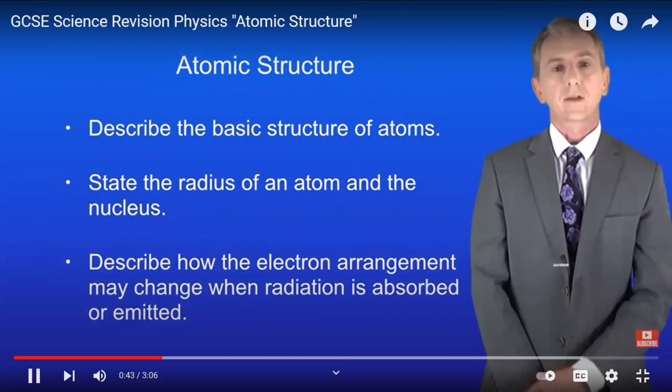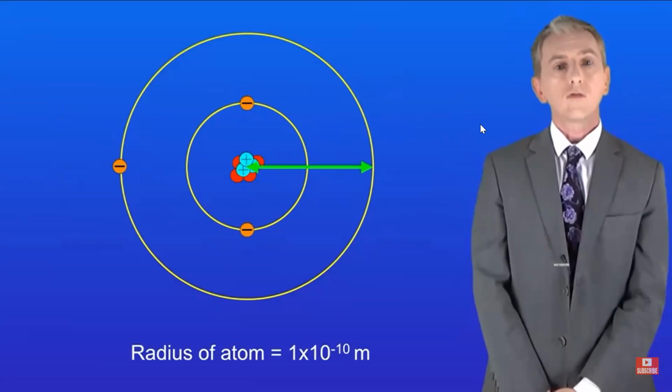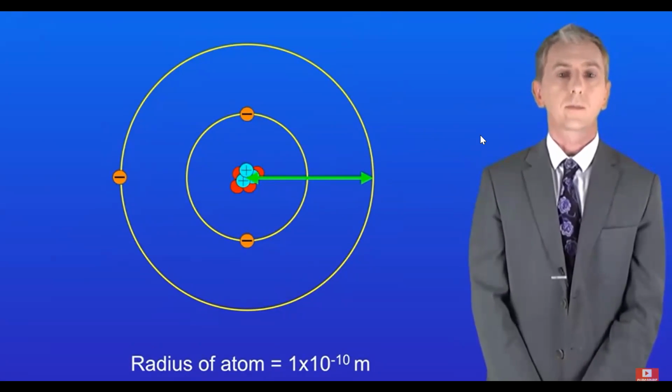I'm showing you a picture of an atom here. Now the first thing to notice is that atoms are very small. They've got a radius of around 1 × 10⁻¹⁰ meters, and you need to learn that. Now this is an approximate figure as some atoms are larger than others.